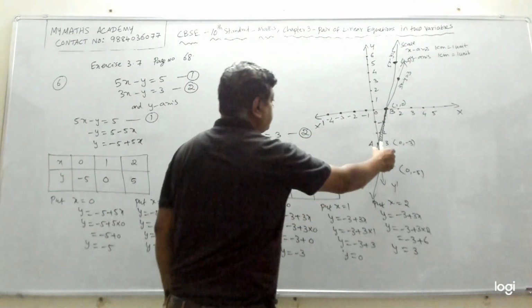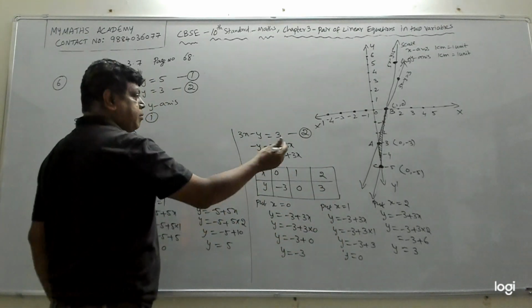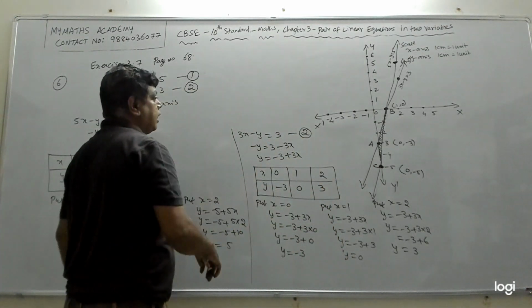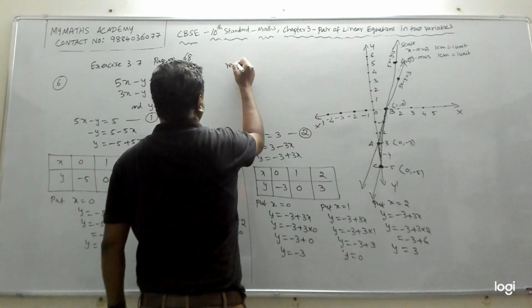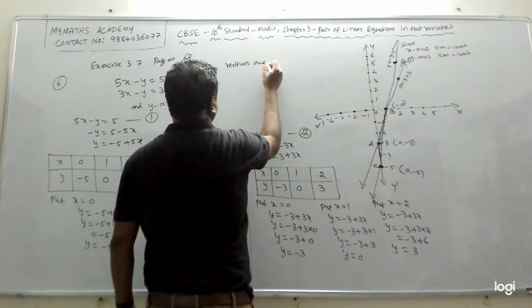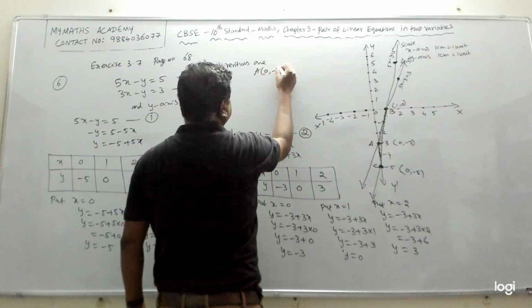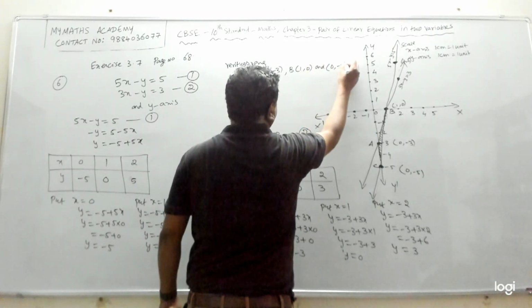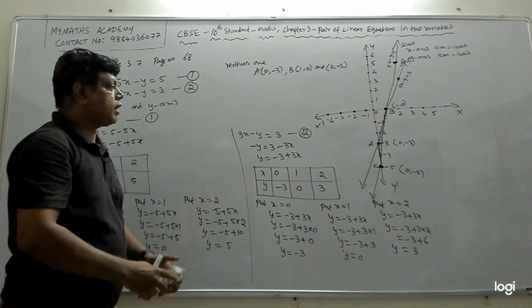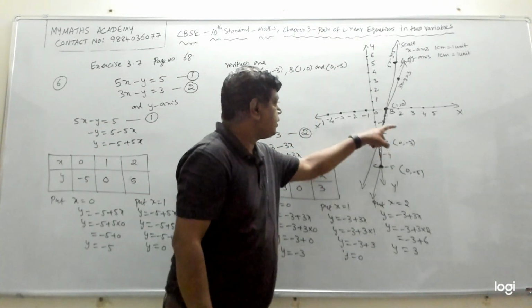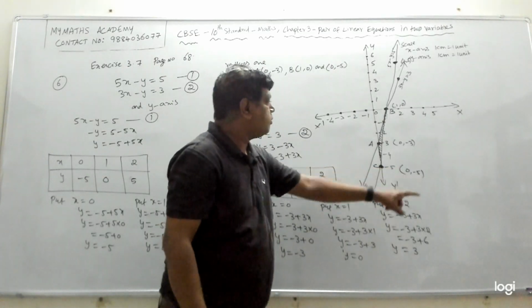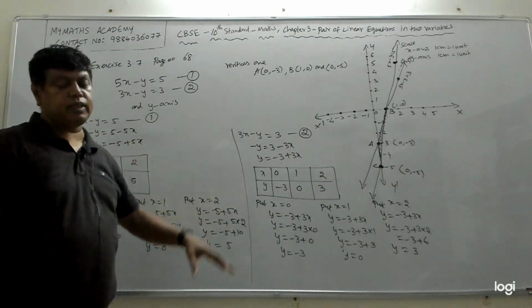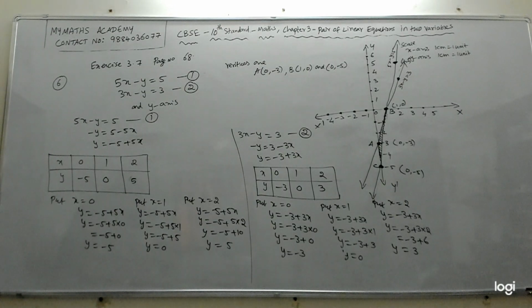Fine. So it may be very small, but if you draw it on a graph sheet, you will get it. We have done many problems like this; you may even watch my previous videos. So the vertices are A (0, -3), B (1, 0) and C (0, -5). So these are the vertices of the triangle: this point 0, -3, this point 1, 0 and this point 0, -5. These three are the vertices of the triangle formed between these two lines and the y-axis. Clear?